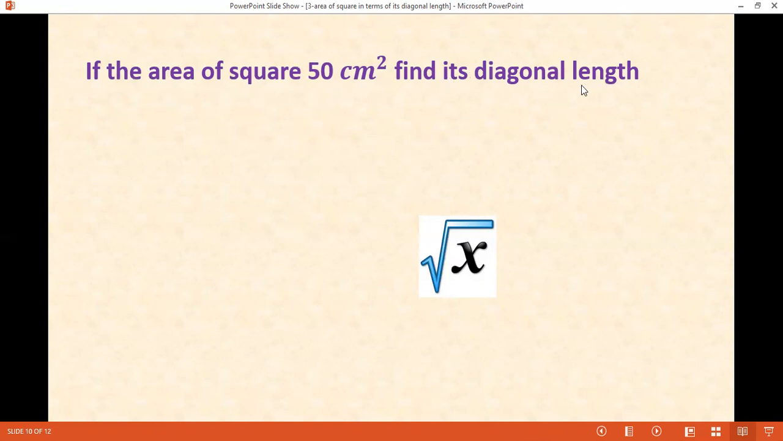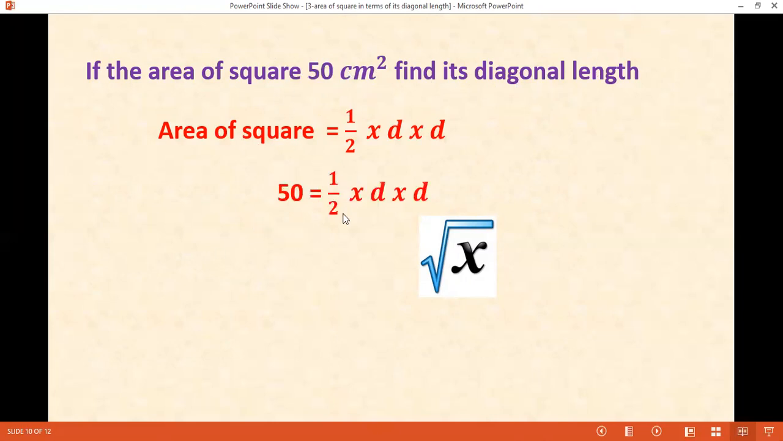Find its diagonal. Here, the rule is what? If I say the word diagonal, it means I'm going to use half by d by d. So, area of a square equals half by d by d. But I don't have the two d's here. I don't have the length of diagonal. But I have the area. So, what am I going to do? I'm going to divide the area over half. The answer will be 100.